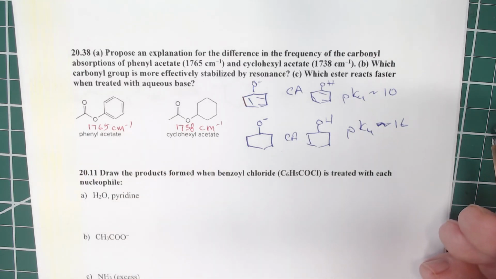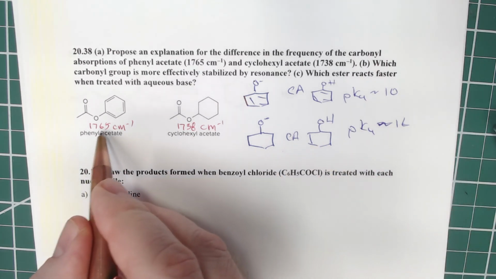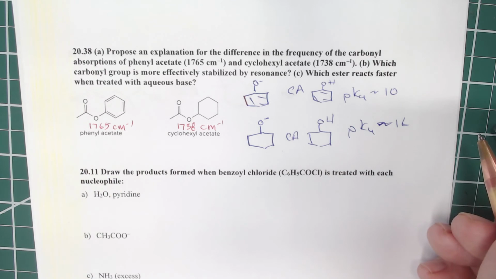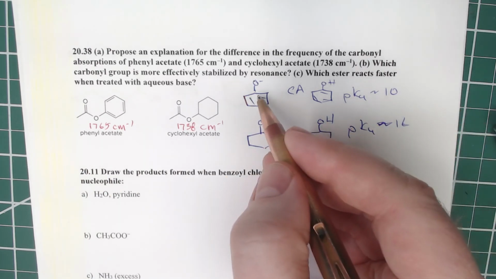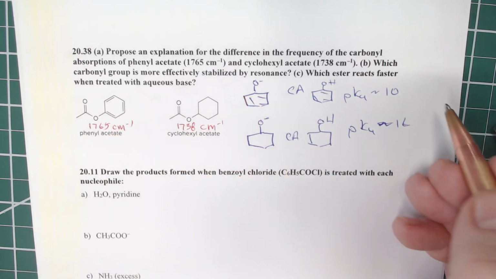Not quite as high as what we would see with an acid chloride, but that's definitely high for an ester, and it's all because this is a pretty good leaving group. It's less basic and therefore donates less electron density.